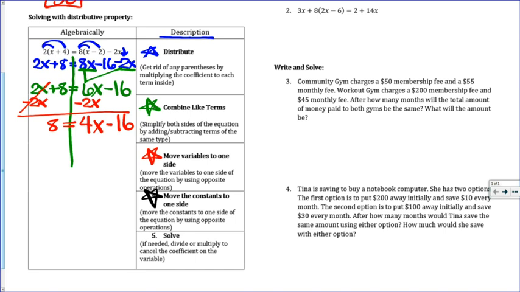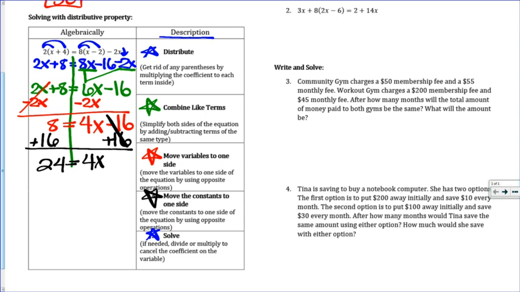So my negative 16, I'm going to add 16 to both sides. Those cancel. 8 plus 16 is 24. Bring down your 4x. And our last step, solve.